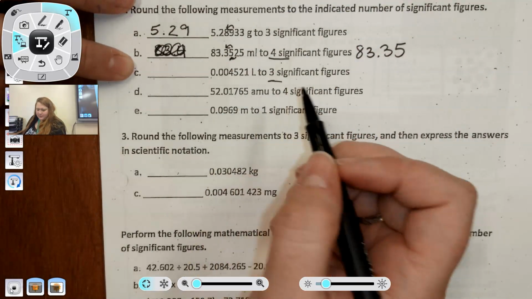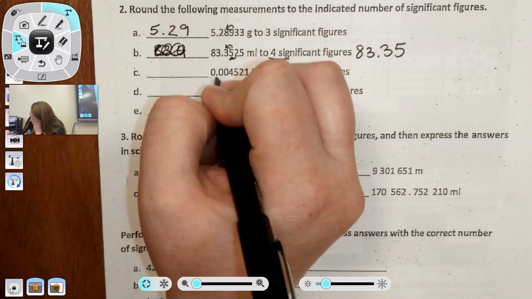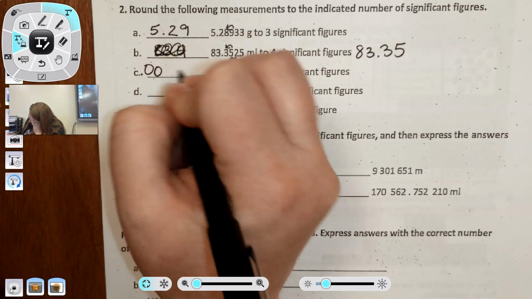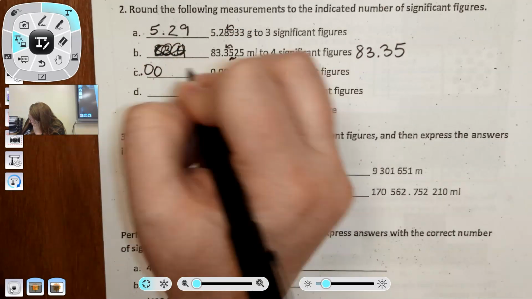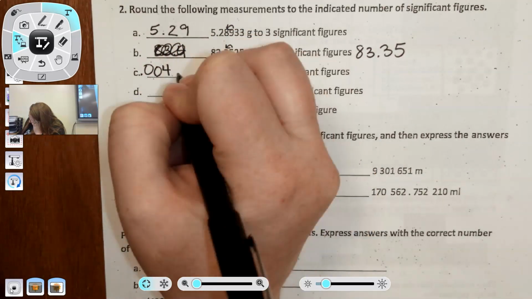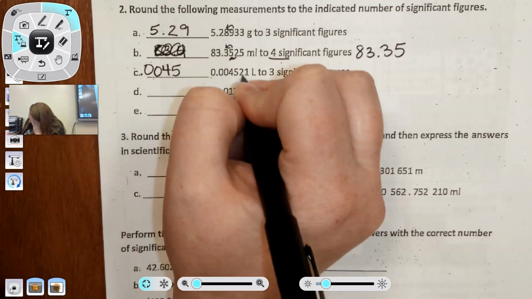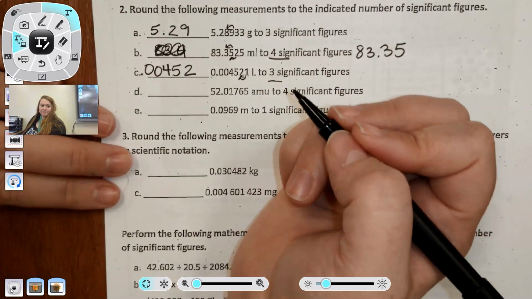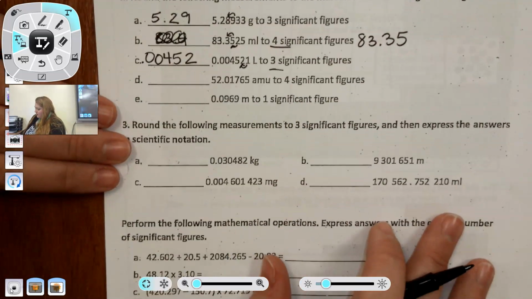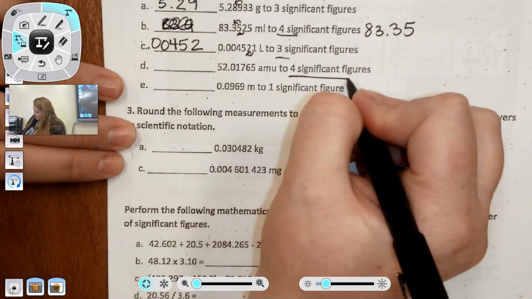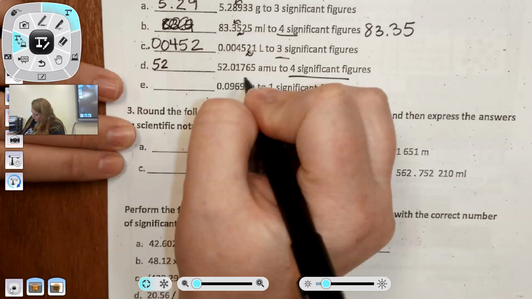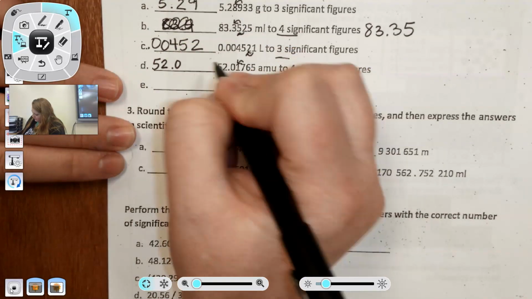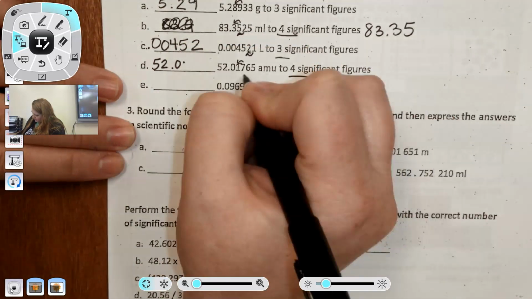All right, now we need 3 sig figs. So these leading zeros are not significant, so 0.004 is significant, 5 is significant, and that 1 will make the 2 stay there. All right, 4 sig figs. So 52 is significant. That 0 is a sandwich. It's significant. The 7 rounds that up to a 2.